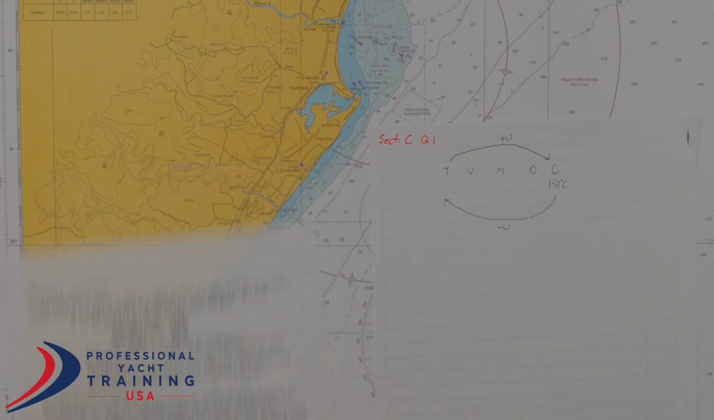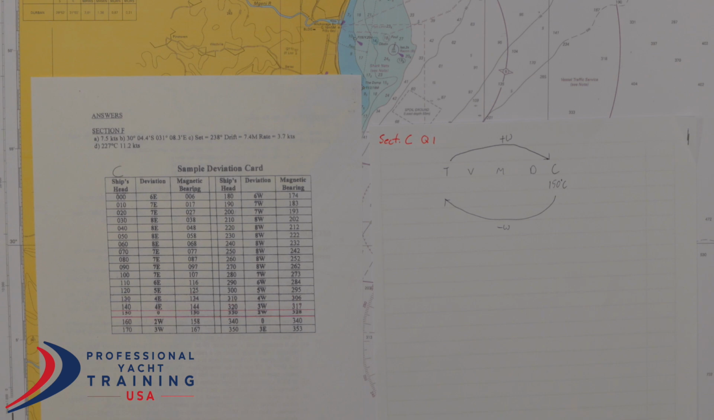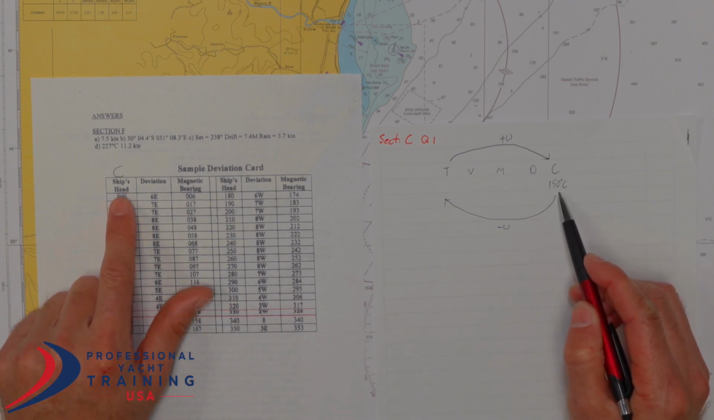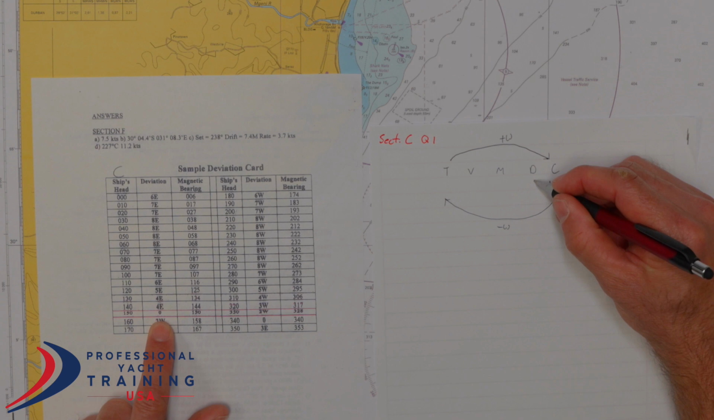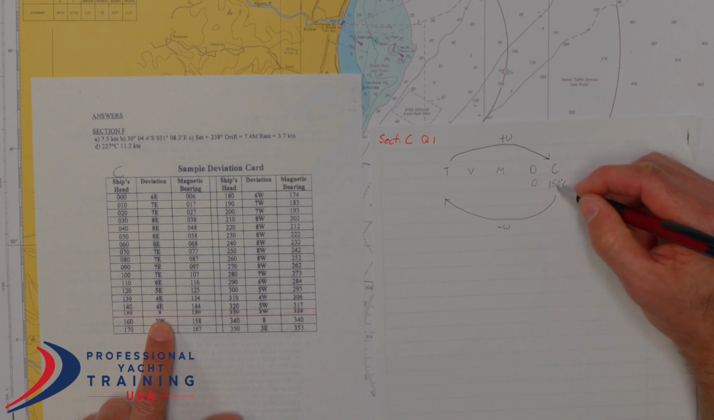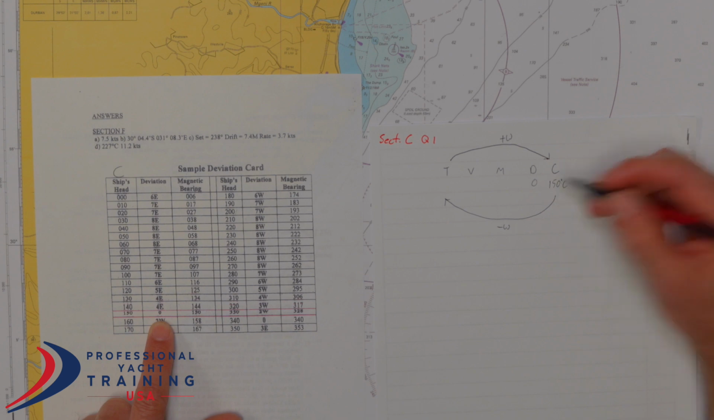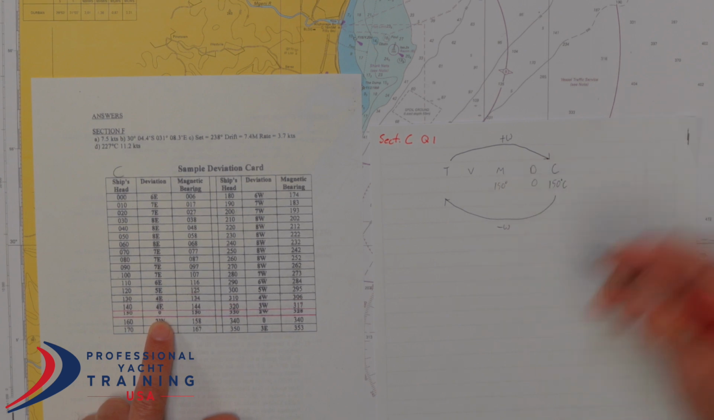Page 4 of your problem set is this deviation card. With this value, 150 compass, we'll enter the ship's heading column. Look for the value closest to 150. Coincidentally for this problem, the deviation is 0. If it were a west value, we would subtract, an east value we'd add. But for this problem, we don't really have to make an adjustment, so magnetic is 150.